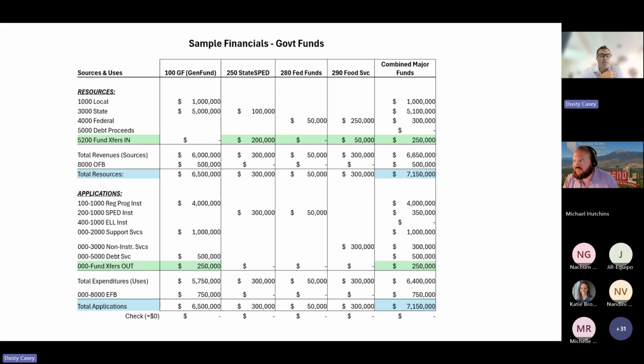So this is just a sample. This is not a workbook you guys see, but I tried to make kind of a practical visual with a few funds showing transfers and various things that balance, right? That would be typical. Okay, so this isn't based on any specific school or anything like that. This is just kind of resources, applications with ending fund balance, and it's separated by funds. So this particular example has 4 different funds: general fund, state sped, 280 federal, and 290 food service, and then a combined of those 4.